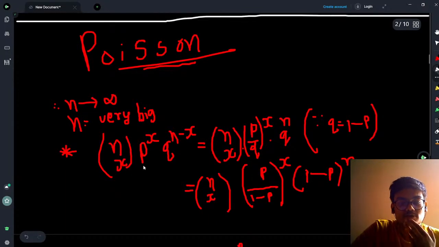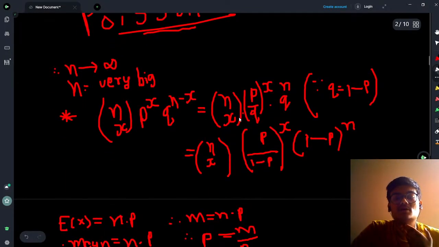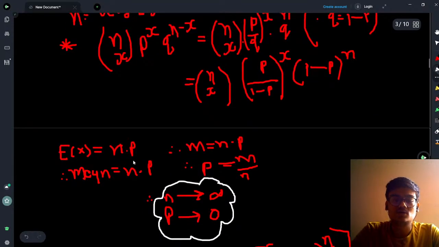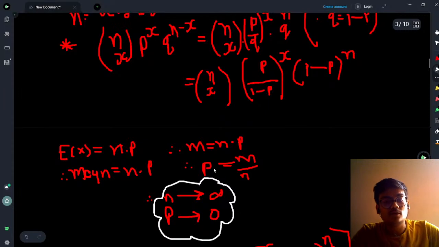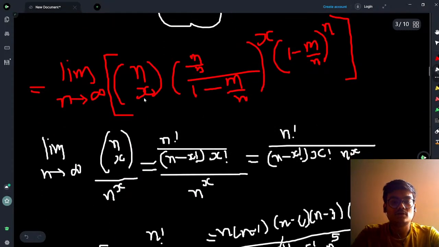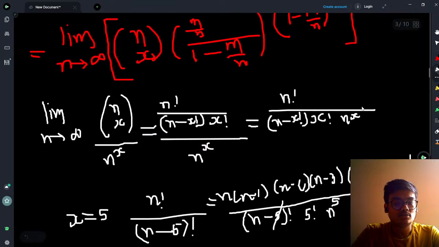First we use nCx p raised to x q raised to n minus x. This is the formula. Now we replace q with 1 minus p. Now we know that the expectation E of x is np, so we replace with m equal to np. Now we replace p with m by n. And we know that when n tends to infinity, p tends to 0. So we put the limit here, and after finding the limit of the first, the second, and the third, we get the solution which we want.